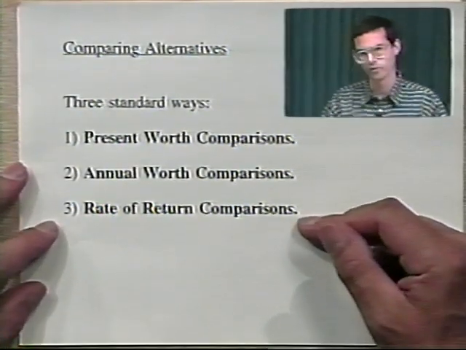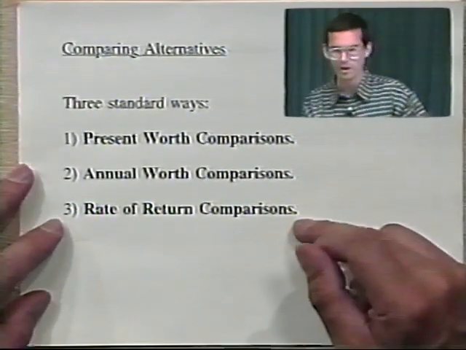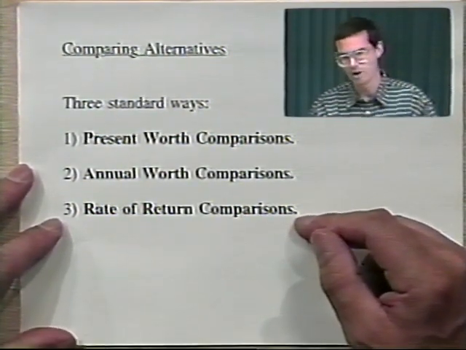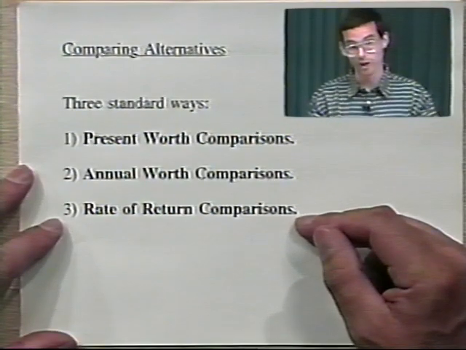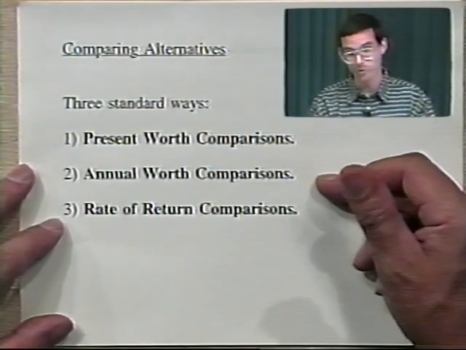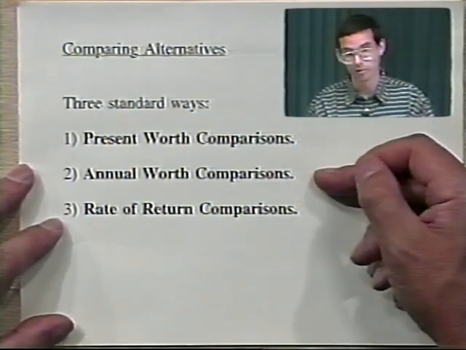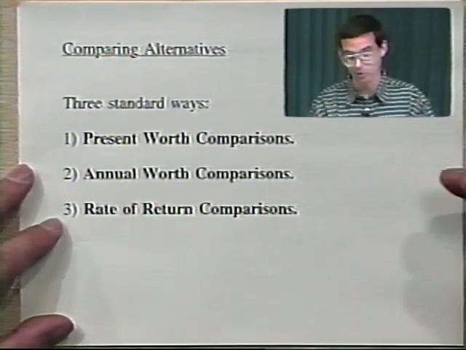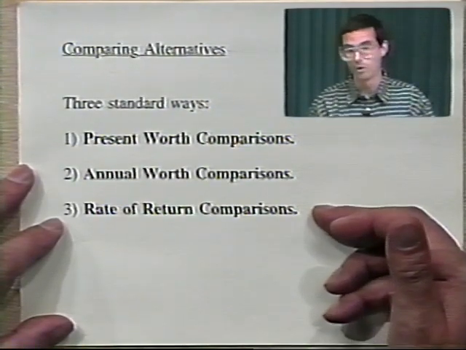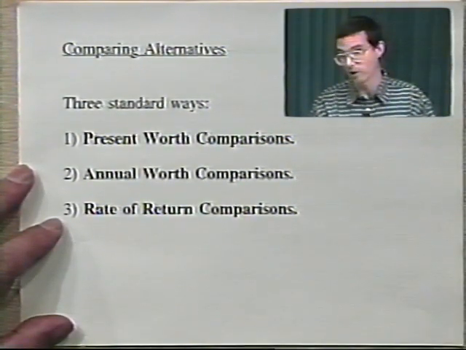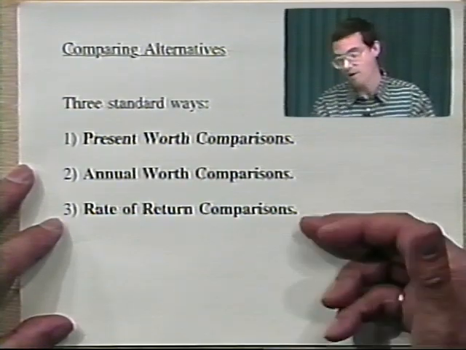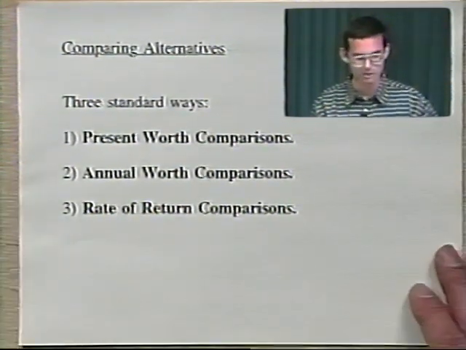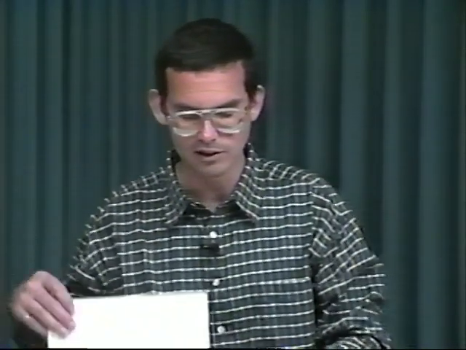Rate of return comparisons are quite different in type. Here what we're doing is to essentially find an unknown interest rate associated with a project. For present worth and annual worth comparisons, we're given an interest rate, and we find the equivalent present worth or annuity. In rate of return comparisons, we don't assume a priori a particular interest rate. We calculate the interest rate that's implied by the cash flow itself. I'll show some examples of that in a second. But first I'd like to define a couple of terms.